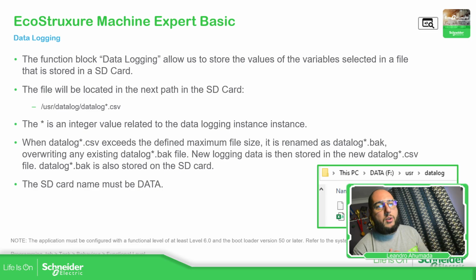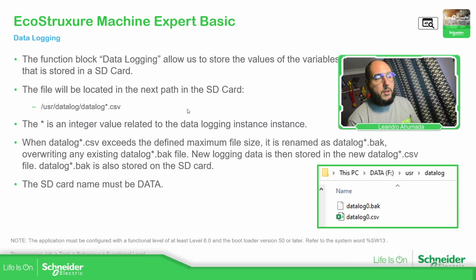So in order to make the data logging, we just need to have an SD card, of course, and then there is a specific name that we need to assign to the SD card, and that name is data. The information of the data logging is placed in just one specific place. Over here you can see, if you assign the SD card as data, then the data log is going to be inside the user folder, USR, and then datalog, and inside you should be able to see this content.